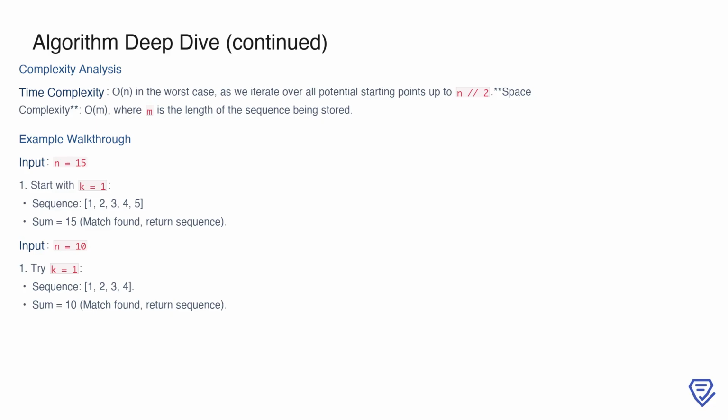Now, let's analyze the complexity of the brute force approach. In the worst case, the time complexity is O(n), as we iterate over all potential starting points up to n//2. For each starting point, we may need to compute sums of sequences, which adds to the overall cost. The space complexity is O(m), where m is the length of the sequence being stored.